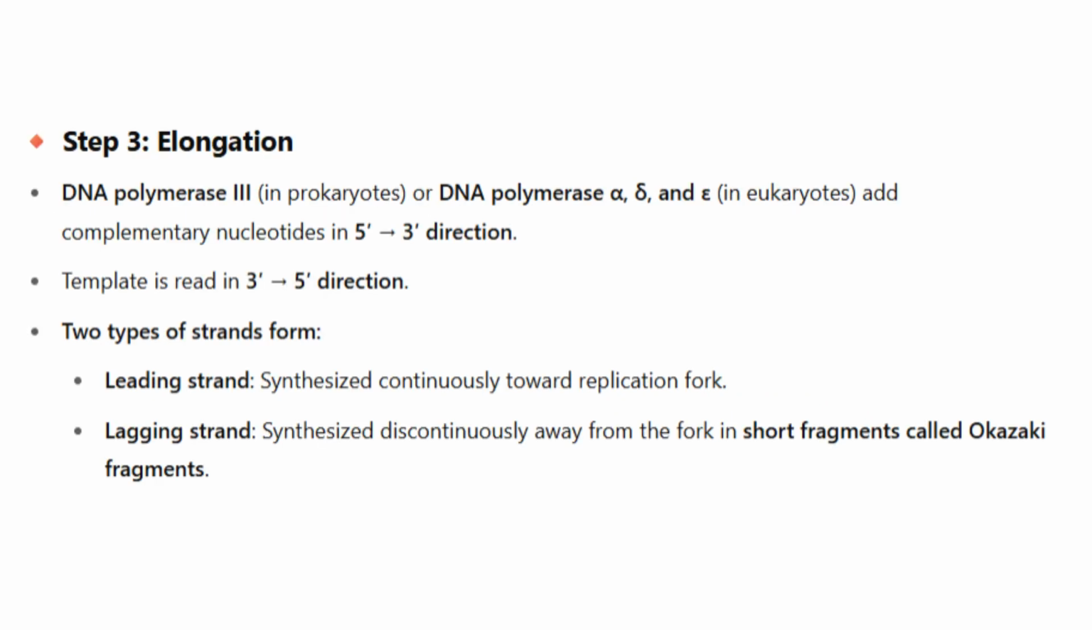Step 3. Elongation. DNA polymerase III in prokaryotes, or DNA polymerase alpha, delta, and epsilon in eukaryotes, add complementary nucleotides in the 5' to 3' direction. The template is read in the 3' to 5' direction. Two types of strands form. Leading strand: synthesized continuously toward the replication fork. Lagging strand: synthesized discontinuously away from the fork in short fragments called Okazaki fragments.